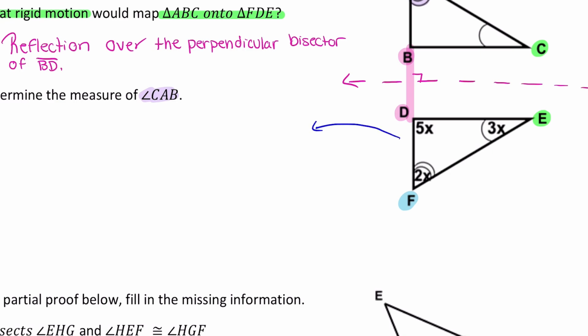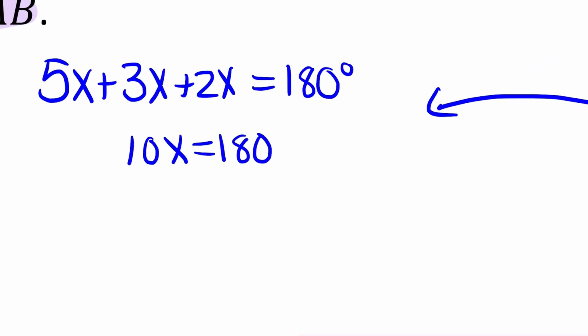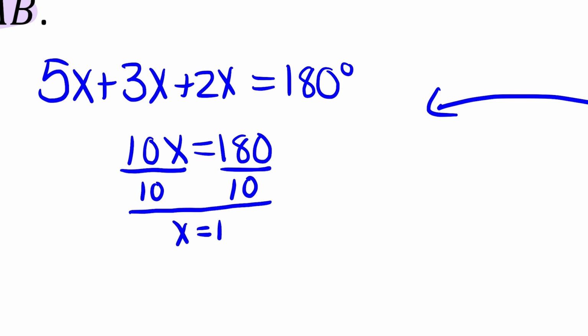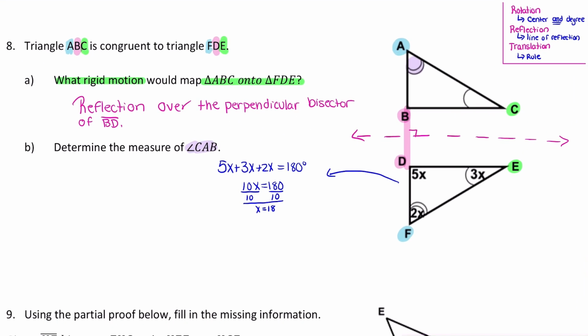I can say that 5x plus 3x plus 2x, let's move this over so it doesn't interfere with my arrow, equals 180 degrees. And if I go ahead and add those together, 5 plus 3 is 8, plus 2 is 10. So now I have 10x equals 180, right? So if I divide by 10 on both sides, I end up with x equals 18. Okay, so remember, that's just x, that's not an actual angle. So I'm going to need to plug it into each of the angles in that triangle to make sure that I'm finding their measure correctly.